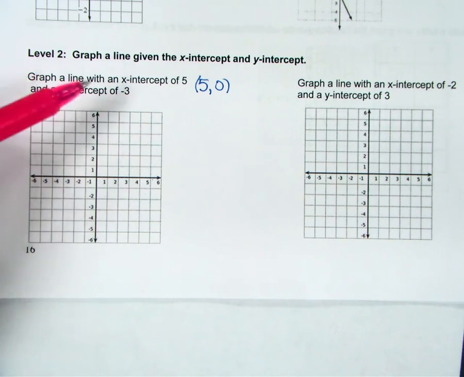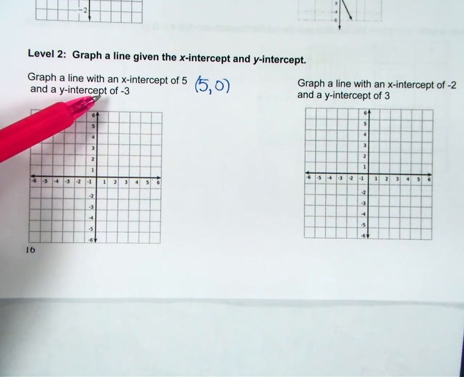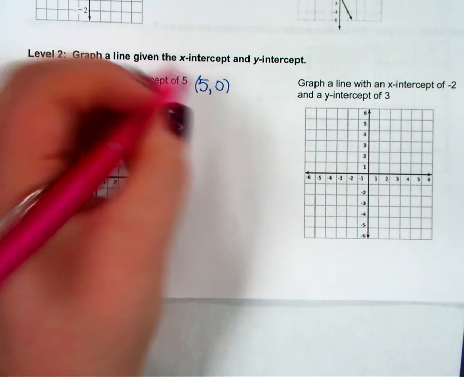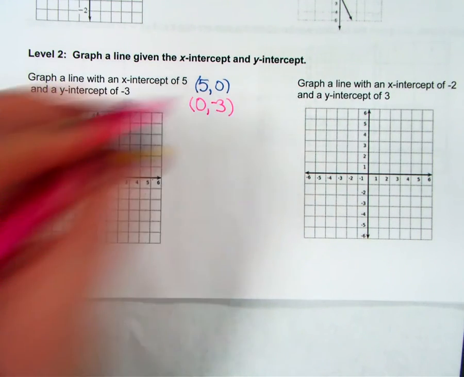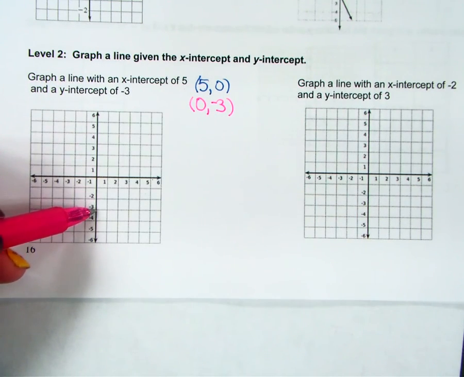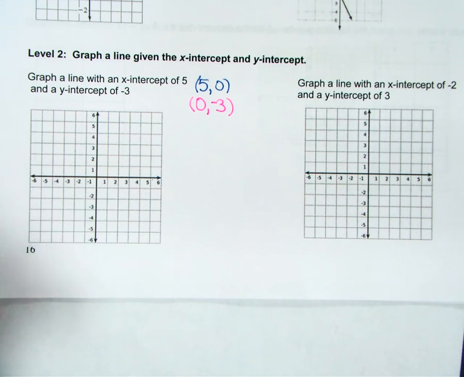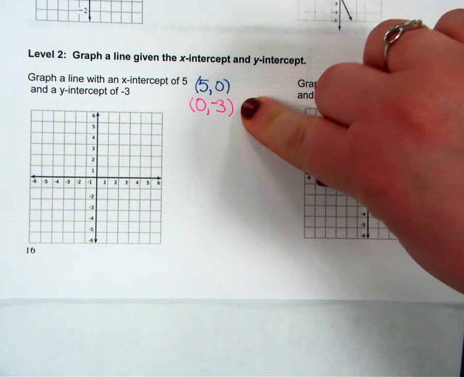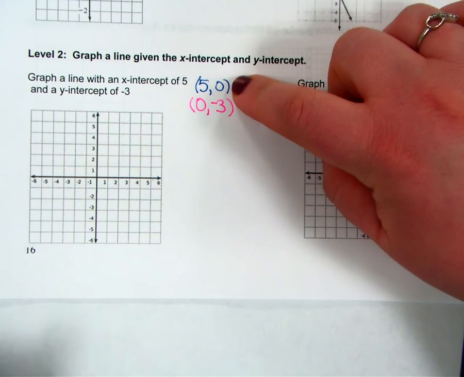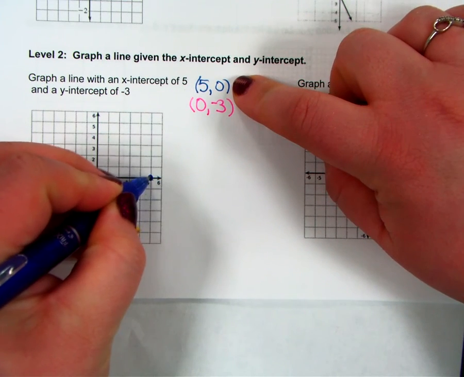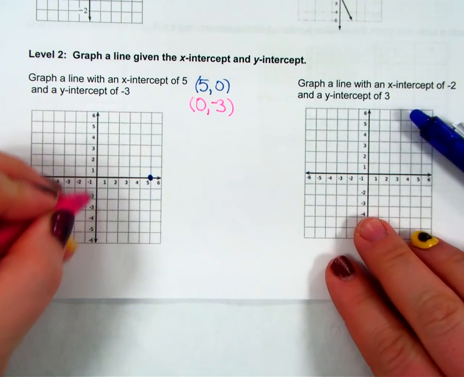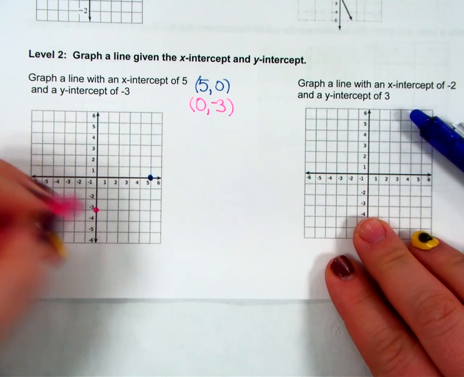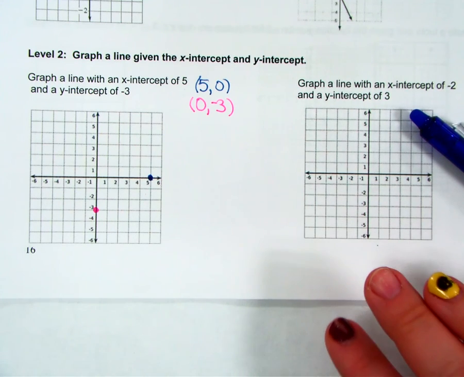So we have a y-intercept at -3. That means you need to know that this is really the point (0, -3). It is on this line at (0, -3). So the only thing that we're asking you to do is write them as points and then plot them. So (5, 0), (0, -3), and then we are going to connect those dots.